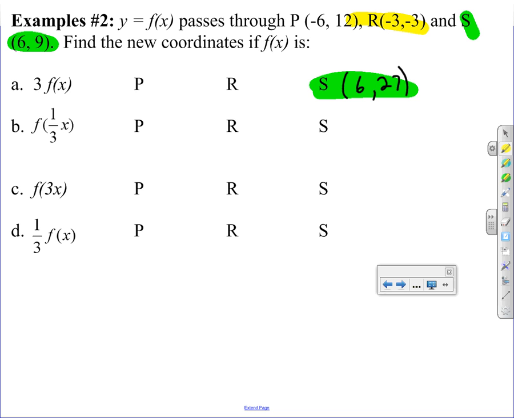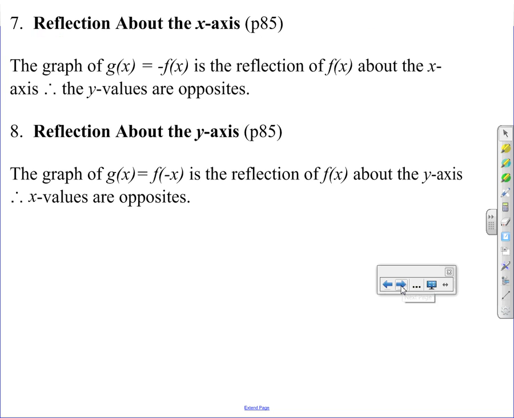If we look at point R, well, for this one, the x value is changing. It's within the brackets. It's a 1/3 x, so that means it's being stretched, and it's the opposite. Instead of multiplying by 1/3, you're really going to change the x value by a factor of 3. So it becomes (-9, -3). And that theme just holds itself through the whole section, that what you see is what you get with the y values. With x's, you've got to think opposites.